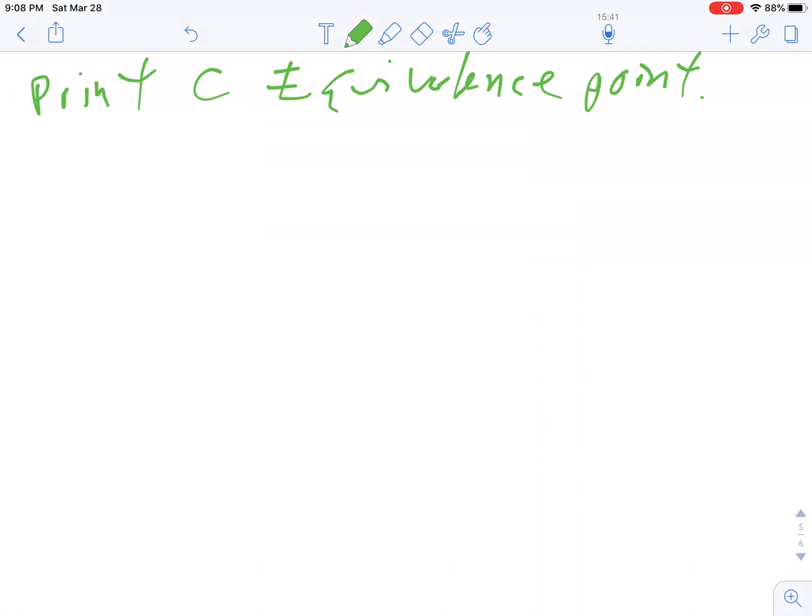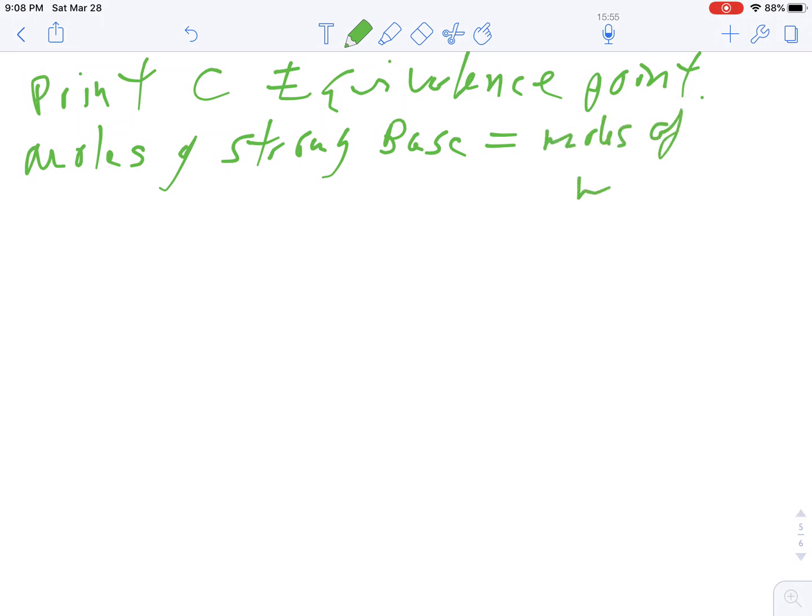Okay? So at point C, the way we define it is the moles of strong base equal the moles of weak acid. Okay? Drill that into your head. Get that correct. It's when the moles of your strong base is equal to the moles of your weak acid.